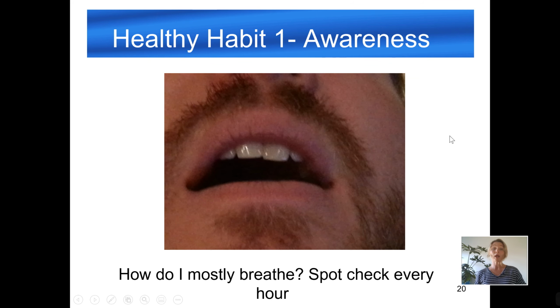So just becoming aware, and it doesn't hurt to do this in front of the mirror as well. Just, where are you breathing? How are you breathing?